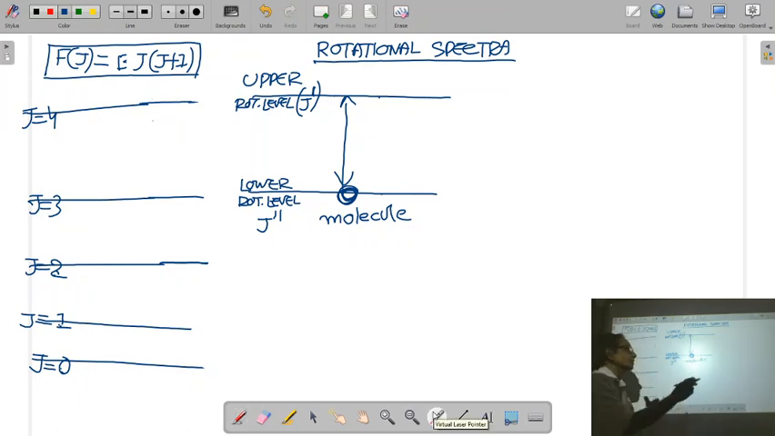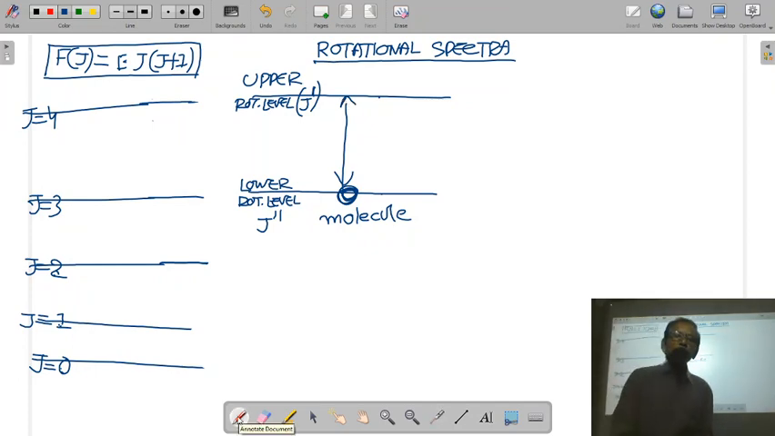When a molecule absorbs infrared radiation, it goes from a lower level to an upper level, and it will give the absorption spectra. And when it comes from a higher level to a lower level, it will emit radiation. As a result, we get emission spectra. Now when a molecule makes a transition between the lower rotational level J double dash and the upper rotational level J dash, we find out the wave number of the absorbed or emitted radiation.